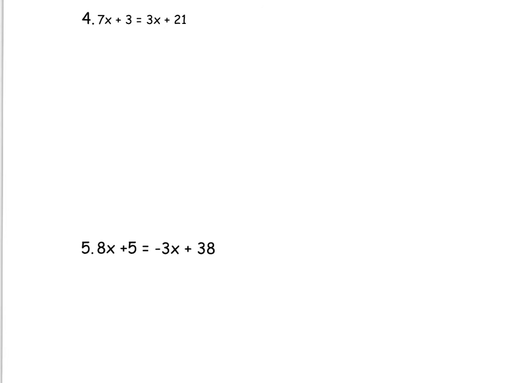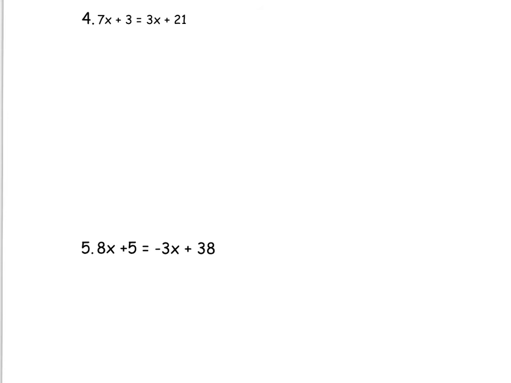7x plus 3 equals 3x plus 21. Now the problem here is we've got unknowns on both sides of the equation. We've got 7x on the left hand side, and we've got 3x on the right hand side. Now what I do is I look, which one's the higher amount of x? Well, that's the 7x. So I'm going to leave that where it is.